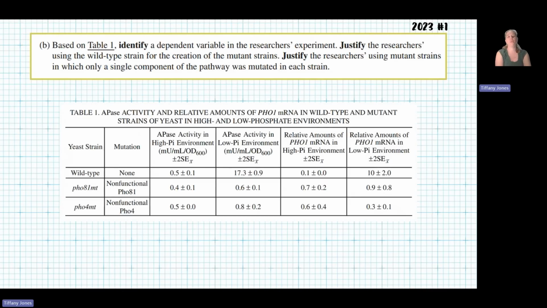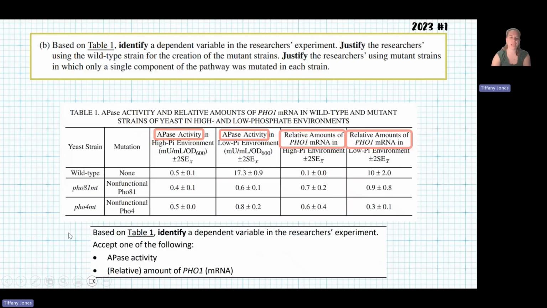So here they say, based on table 1, identify a dependent variable in the researcher's experiment. So looking at the experiment, I can see that we've got this APase activity in high Pi and low Pi. I can also see that we have the different amounts of the PHO1 mRNA. So I can see that they're comparing the APase activity in the high and the low P, or they're comparing the relative PHO in the high and the low P. So you're looking at the APase activity as well as the amount of PHO, because what they modified is over here, looking at these mutations.